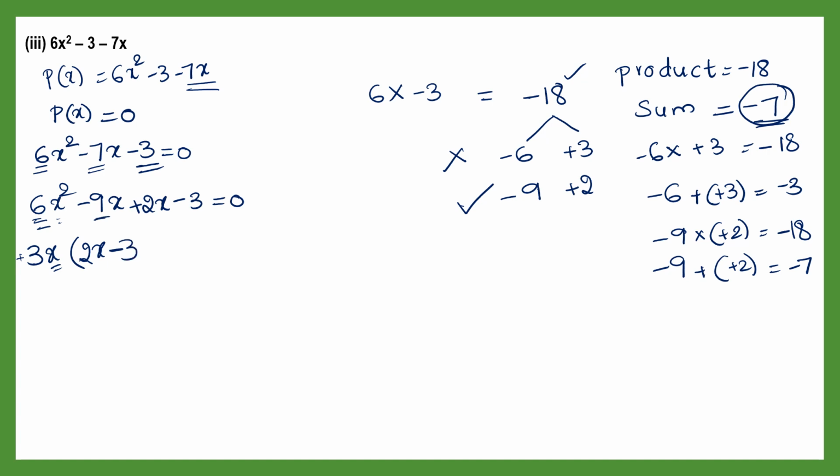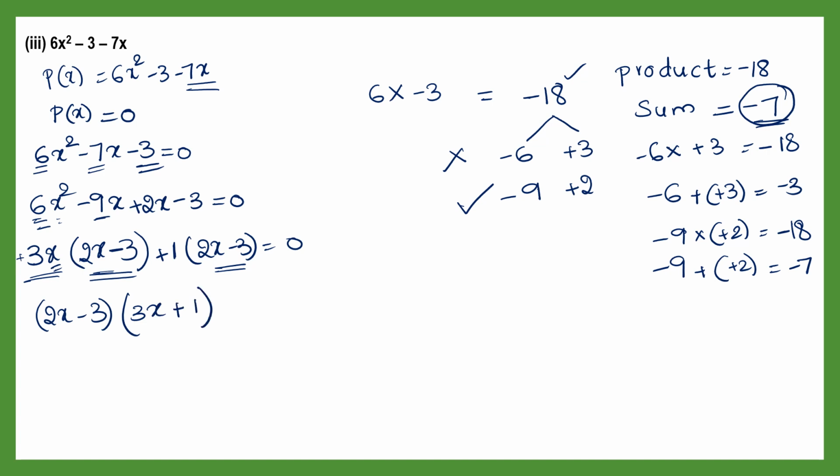Next, x is already outside, so you will get only 3. Then 2x minus 3, nothing is common, so we will take 1 as common: 1 into 2x minus 3. So in the two terms, 2x minus 3 and 2x minus 3 are both common, so we will take 2x minus 3 common. If you take 2x minus 3 outside, in the first term 3x is left, and in the second term plus 1, equal to 0.